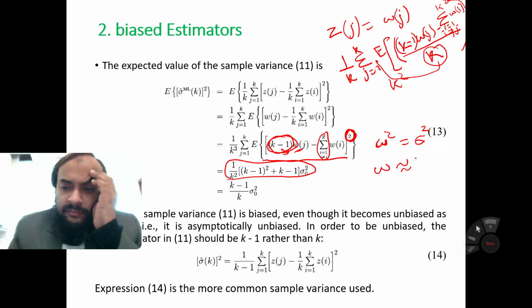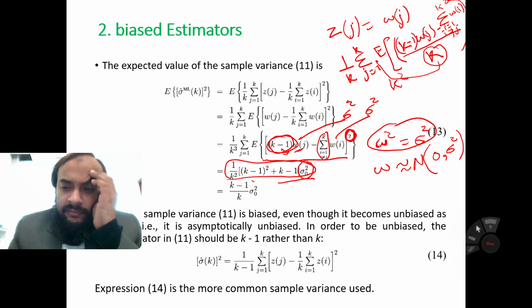W is a normal Gaussian, having zero mean and variance sigma square. Similarly, as W has zero mean and Gaussian variance, we can easily replace W square here with sigma square. So here we put sigma square, and we also put sigma square there. Take the sigma square common, and the remaining part is this one.